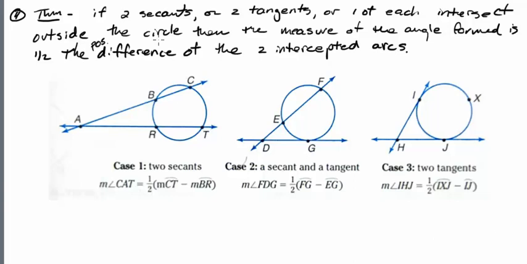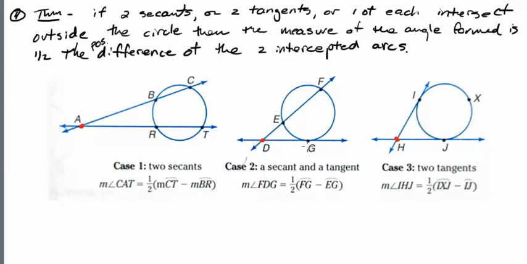Next theorem says if two secants, or two tangents, or one of each, intersect outside of the circle, then the measure of the angle formed is half the positive difference of the two intercepted arcs. Okay, so there's a lot of information there. In every single case, in this case, we have two secants. Here we have one secant EF and a tangent DG. They are intersecting outside of the circle. And here we have two tangents that are intersecting outside of the circle.